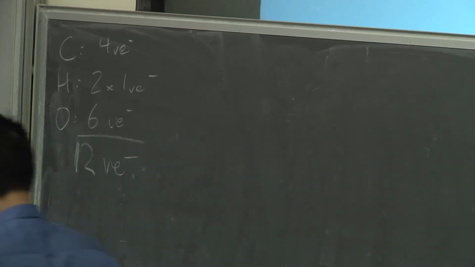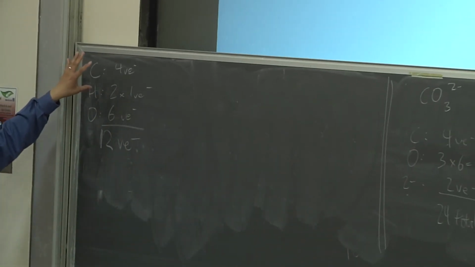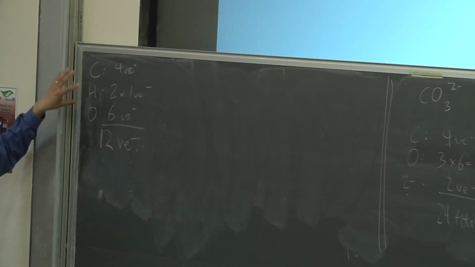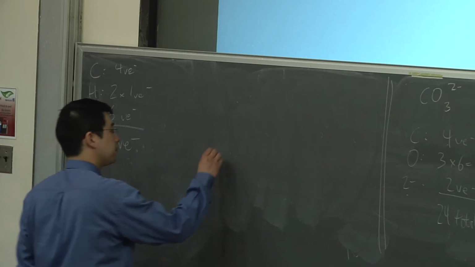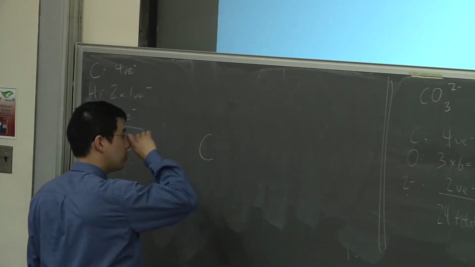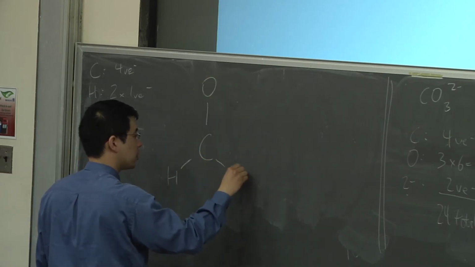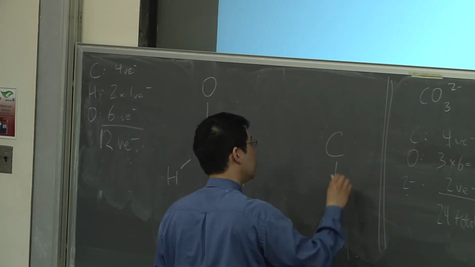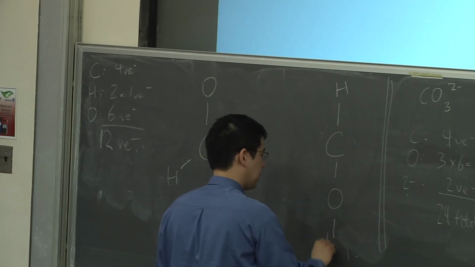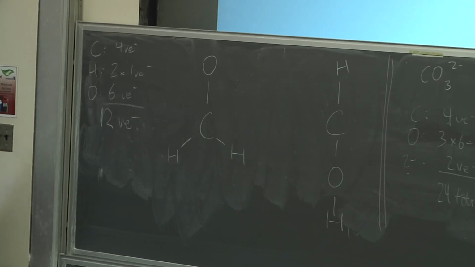In this case, the central atom is going to be the carbon. The exception to the electronegativity rule is that hydrogen is never going to be your central atom, because it can only form one bond. So carbon is going to be our central atom. There are two different ways we can do this. We can do COHH, and it turns out you could also do this, COHH. Two different skeletal structures.